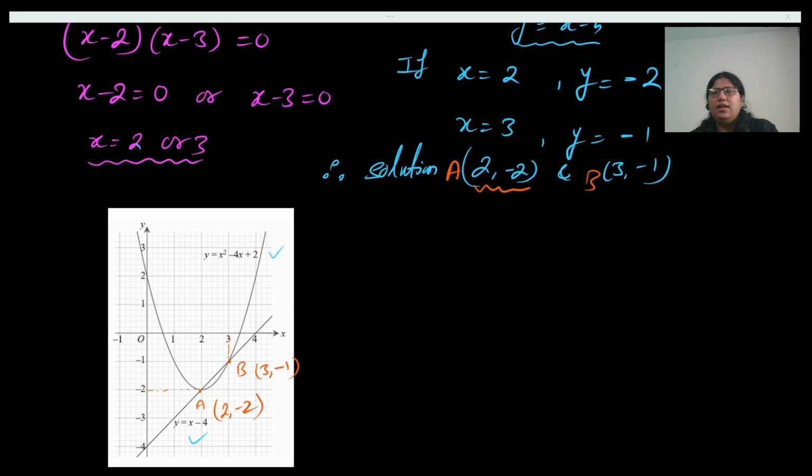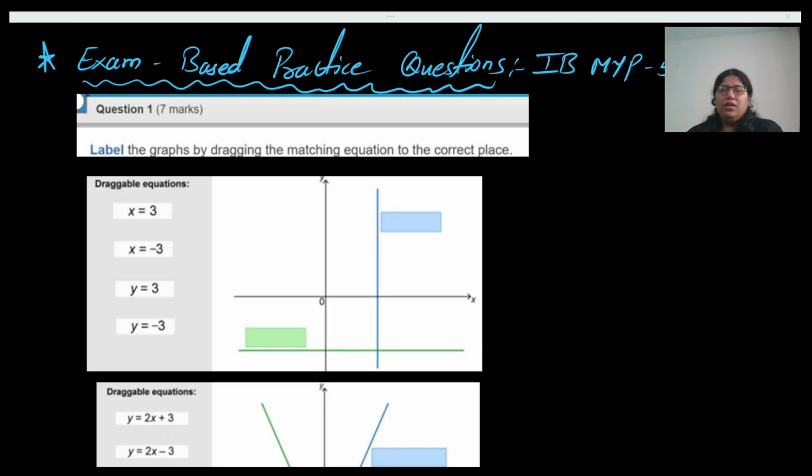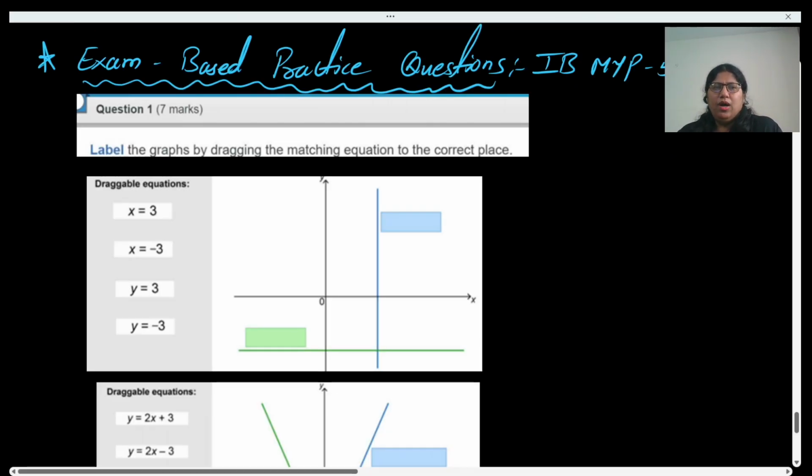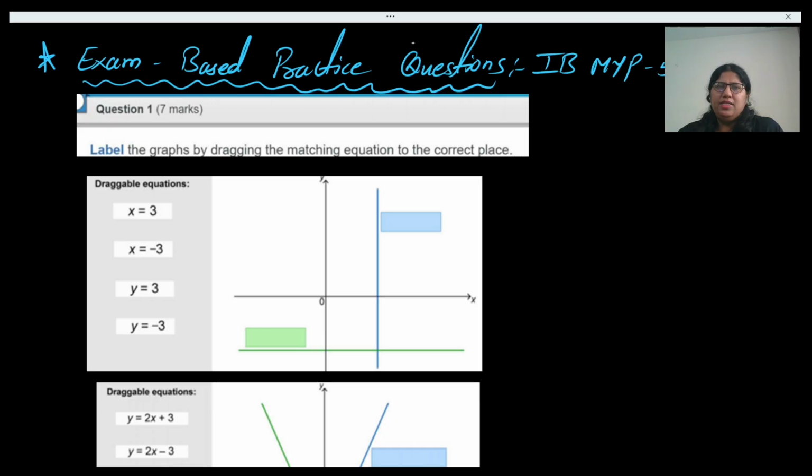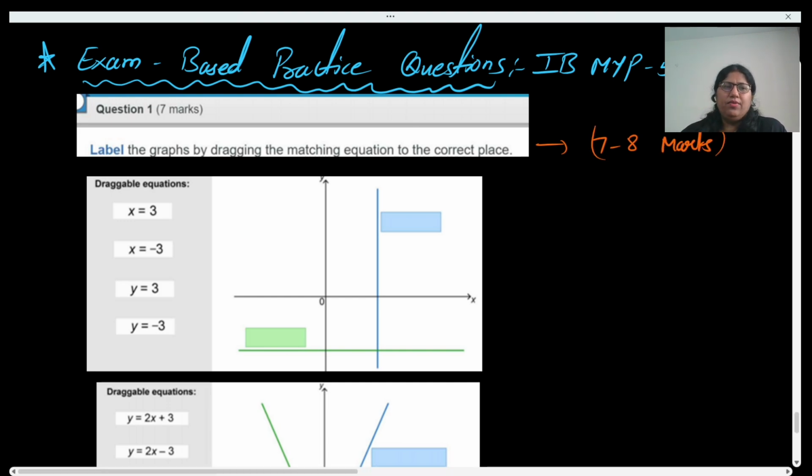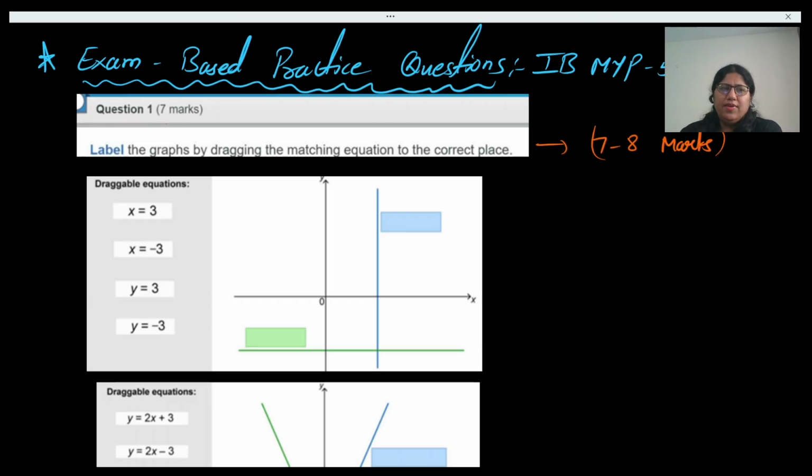Now let us see exam based questions. In the exam, for this topic where you learn simultaneous linear equations or simultaneous non-linear equations, the weightage will be 7 to 8 marks out of 100. So let us see a 7-mark question. What is written? Label the graph by dragging the matching equation to the correct place. So here the graph is already given.